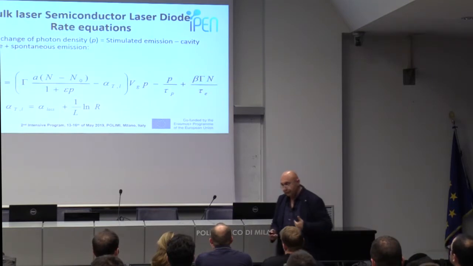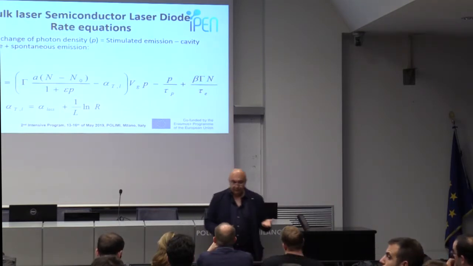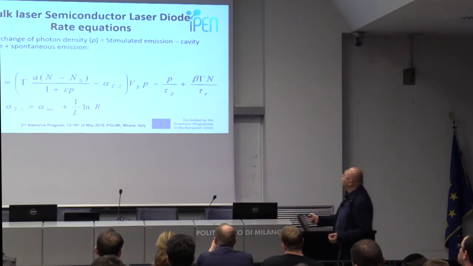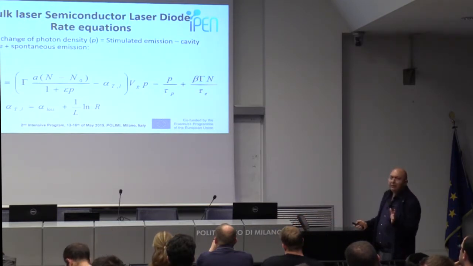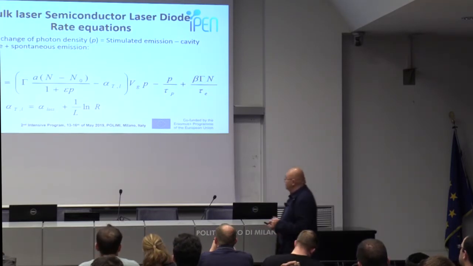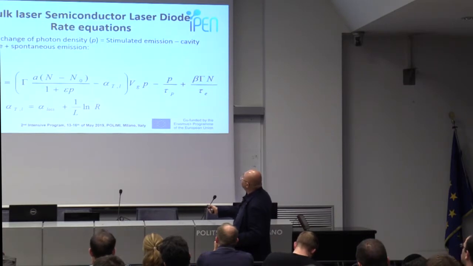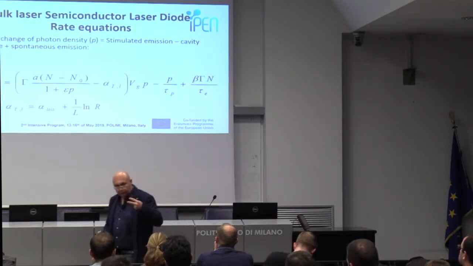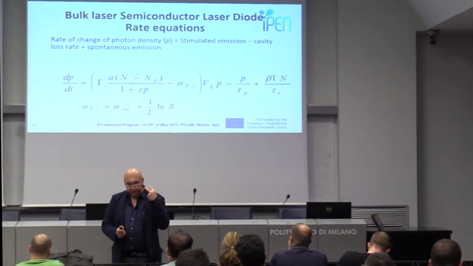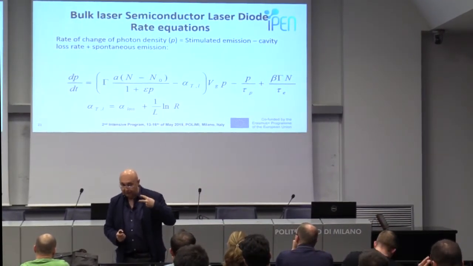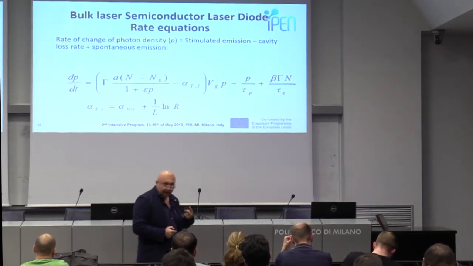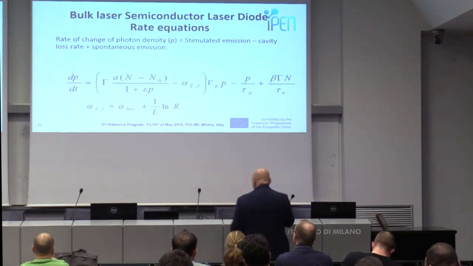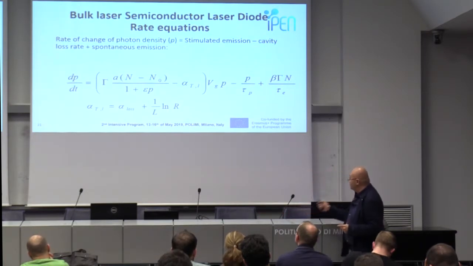So it should be absorption, because when a photon is absorbed, it creates an electron at the excited state. And what is the first term? The first term should be the stimulated emission. Why? Because it is proportional to n and proportional to p. So it is proportional to the probability that a photon will meet an electron at the excited state, and as a result of the stimulated emission, we will get two photons. And this term also has the sign plus.